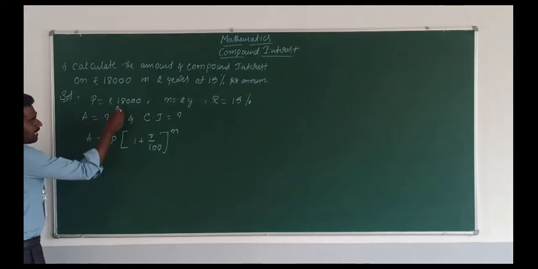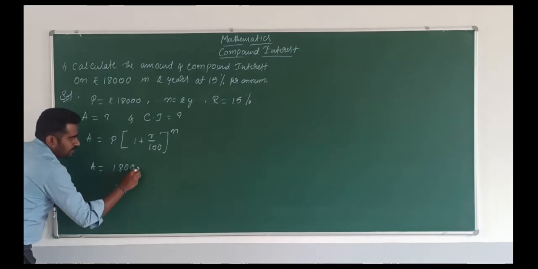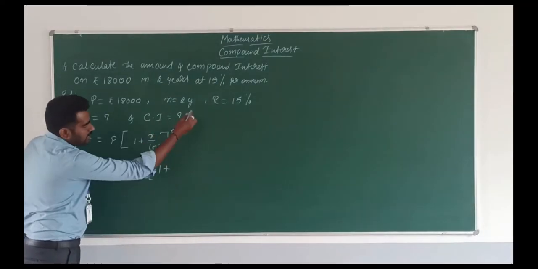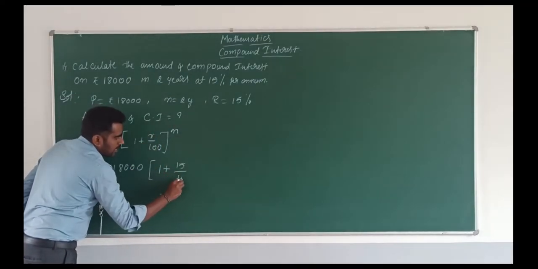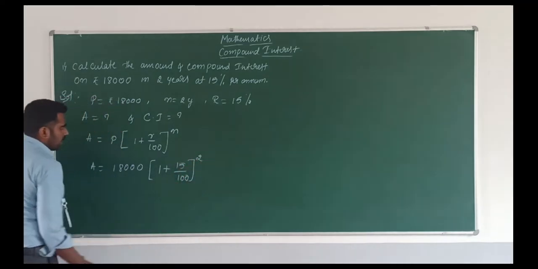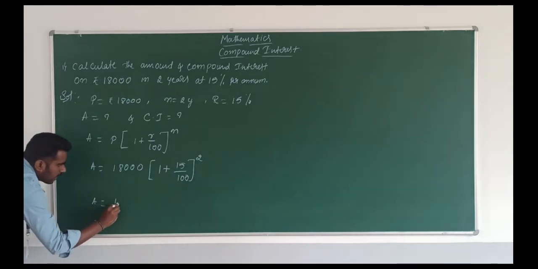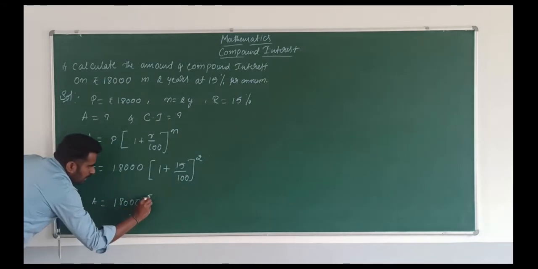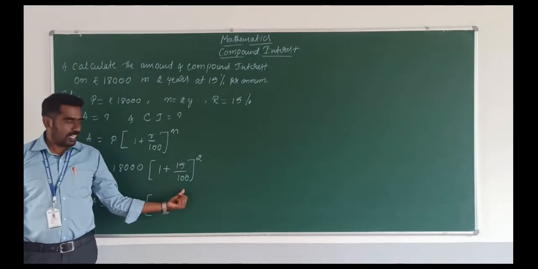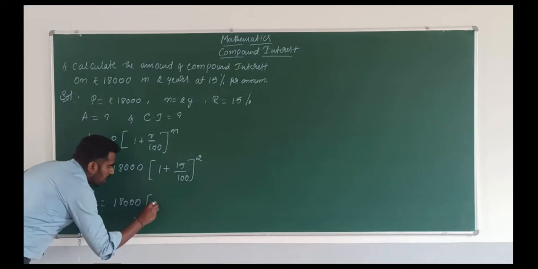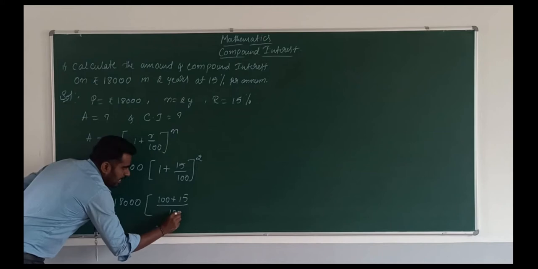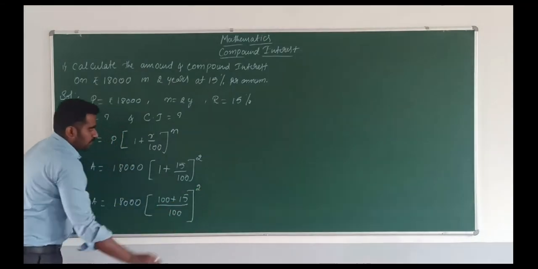A is equal to, principal is 18,000, times 1 plus R by 100 to the power n. R is 15%, that is 15 by 100, and number of years n is 2 years. Now amount is equal to 18,000. We have to take the LCM: 1 plus 15 by 100. So LCM is 100. So 1 into 100 becomes 100 plus 15 by 100 to the power 2.